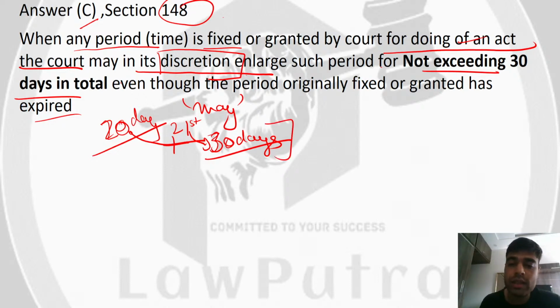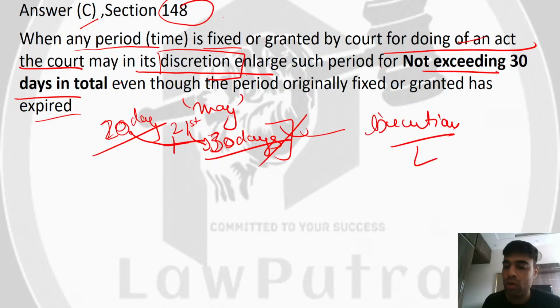If within 30 days also he is not able to do it, then the person in whose favor the decree was, the decree holder, will go for execution of the decree. And then, as I had explained earlier, either the court will order that he be arrested, or the property which was supposed to be delivered, the court itself will confiscate and sell that property and compensate the other person.